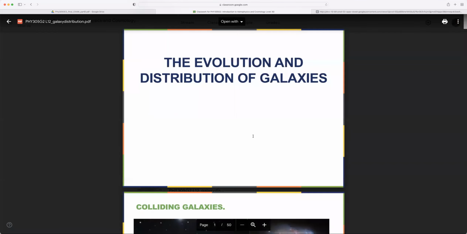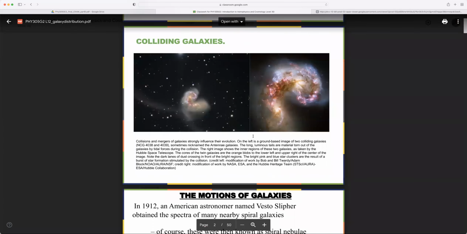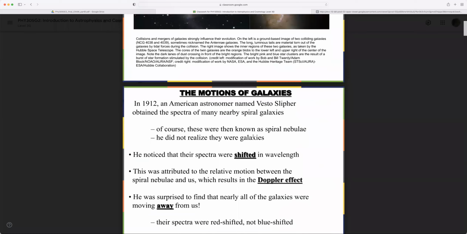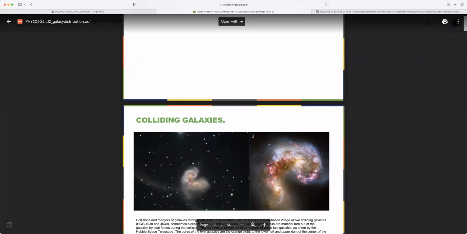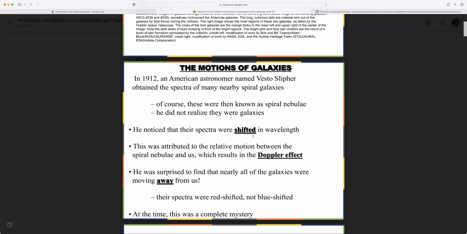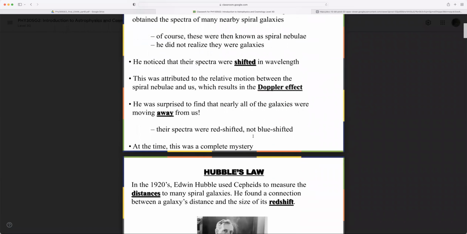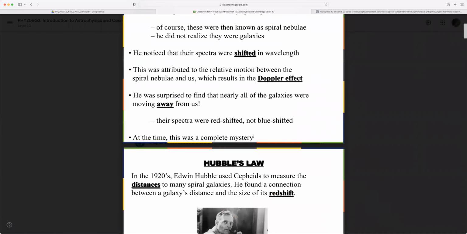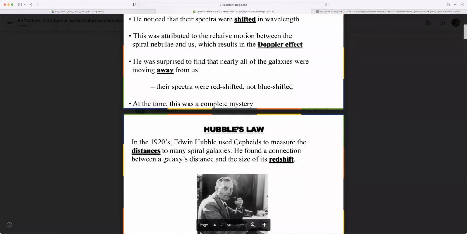The 19th lecture. This one we actually did not discuss. If you remember, this is about the distribution of galaxies, and you have a recorded video for this one as well. The expansion of the universe was discovered by Hubble in around the 1920s. If you remember, he was the one who first used Cepheid variables to measure the distances to a large number of spiral galaxies. And he found that Andromeda is a different galaxy that is away from us.